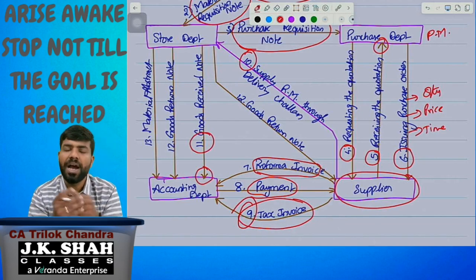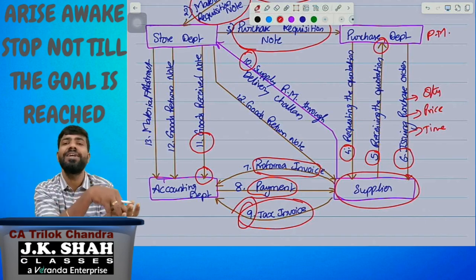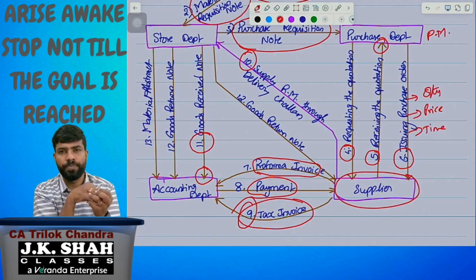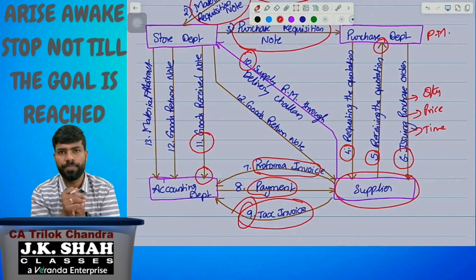Are you understanding? At the time of unloading, they need to have clarity on how many goods have reached the factory or the storeroom. Are you understanding? So they'll prepare the goods received note. That copy will be given to the accounts department.